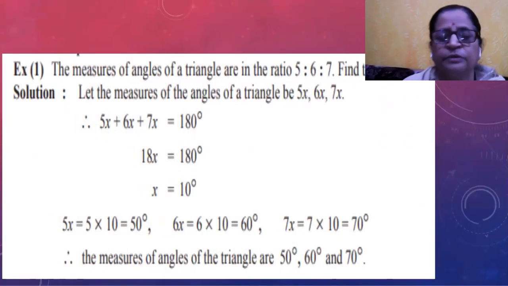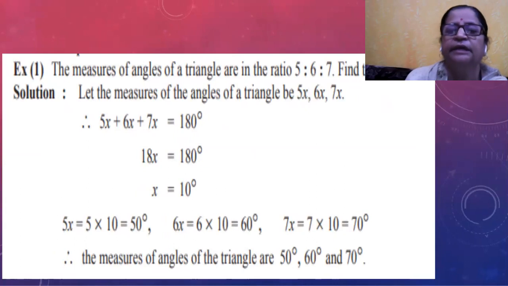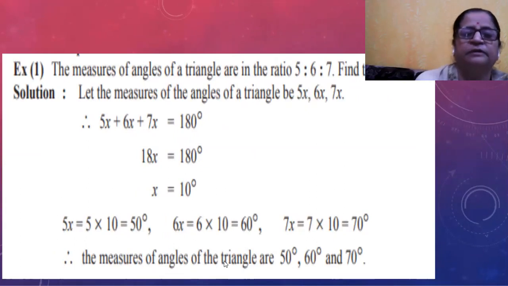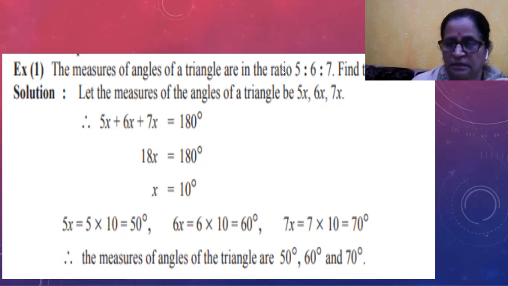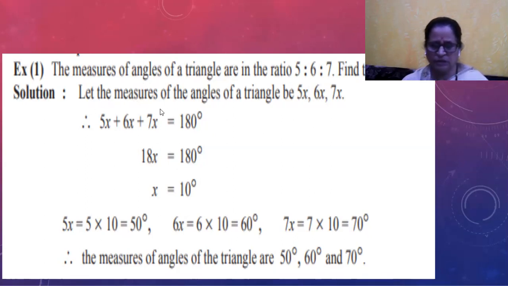Next, we are going to solve examples. Here, the measures of the angles of a triangle are given. The measures of the angles of a triangle are in the ratio 5:6:7. Find the measure of each angle. So let us take the measures of the angles of the triangle as 5x, 6x and 7x.